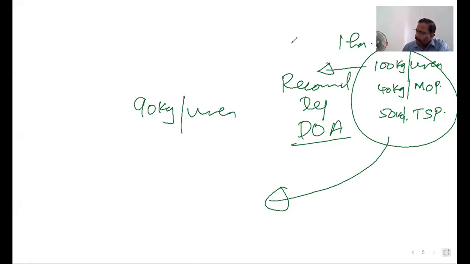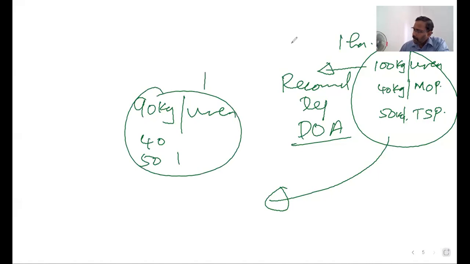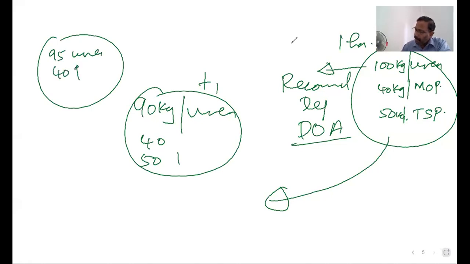In one package, 90 kilogram of urea, 40 of MOP (muriate of potash), and then triple superphosphate, 50. So this is treatment 1. Another treatment, I have 95 urea, right? Then 40 kilogram of MOP, and 50 kilogram of TSP. This is T3 as an example.